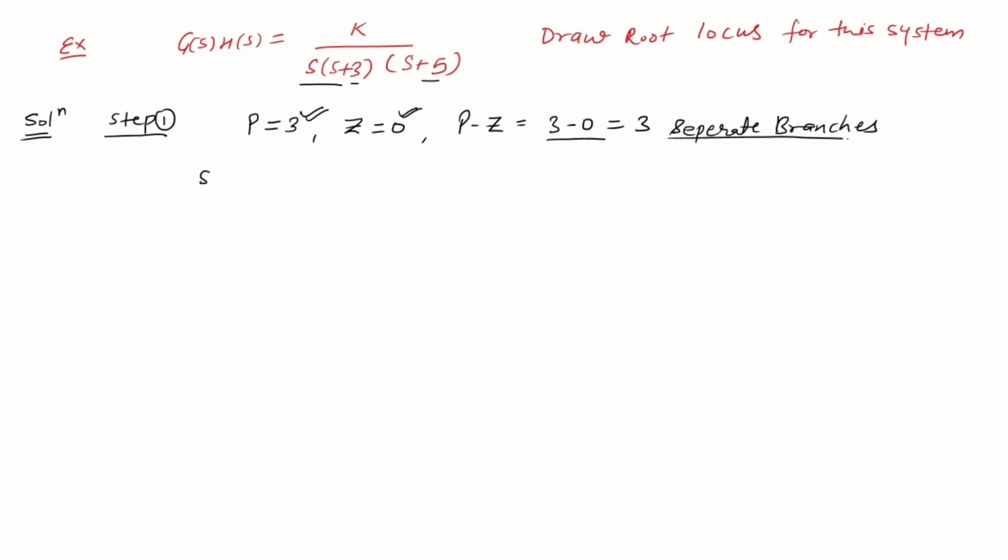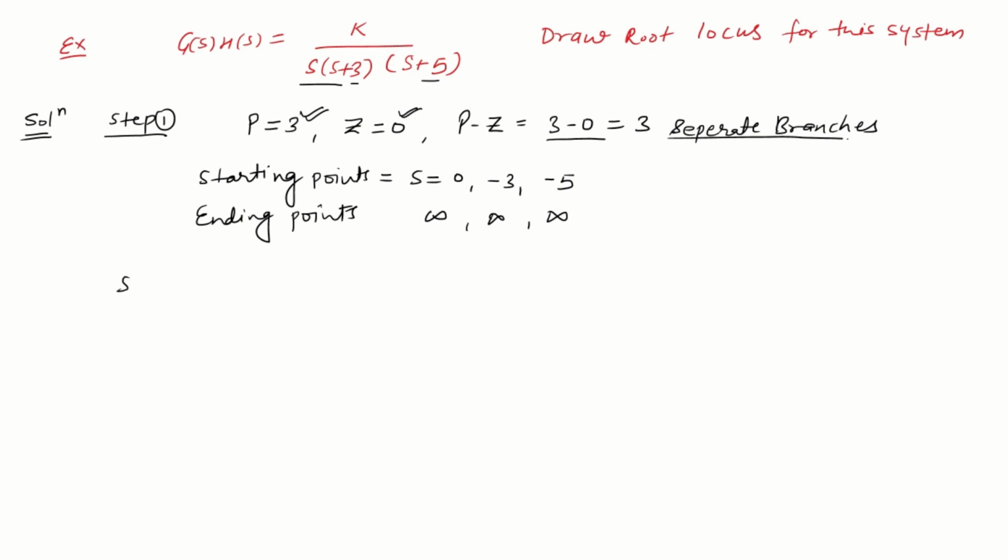So, let me write here the starting points. Starting points of the root locus will be the poles, which is s equals 0, s equals minus 3, and s equals minus 5. The ending points will be infinity, infinity, and infinity, since there is no zero in this question. All the 3 branches will terminate at infinity.